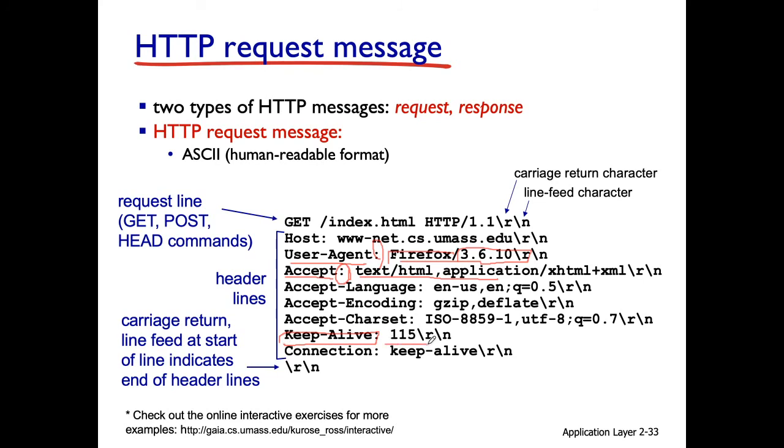Okay, similarly, Keep-Alive is also a predefined attribute. And the value 115 is saying that let's keep the connection alive for 115 seconds if there are no messages being sent. Connection indicates the type of connection the client is wishing to establish. It's the keep-alive kind of connection. And so you see the syntax and a little bit of semantics of the HTTP request.